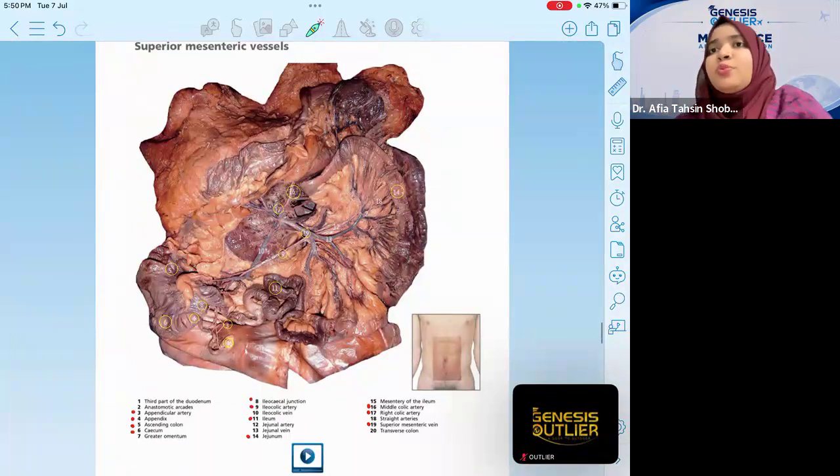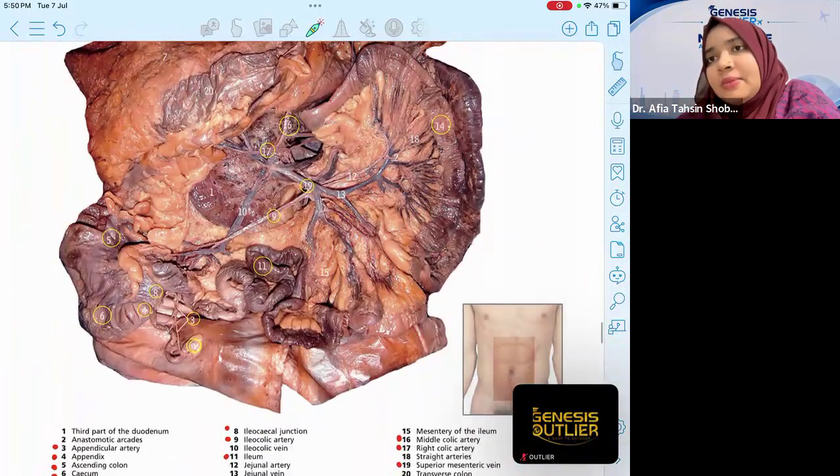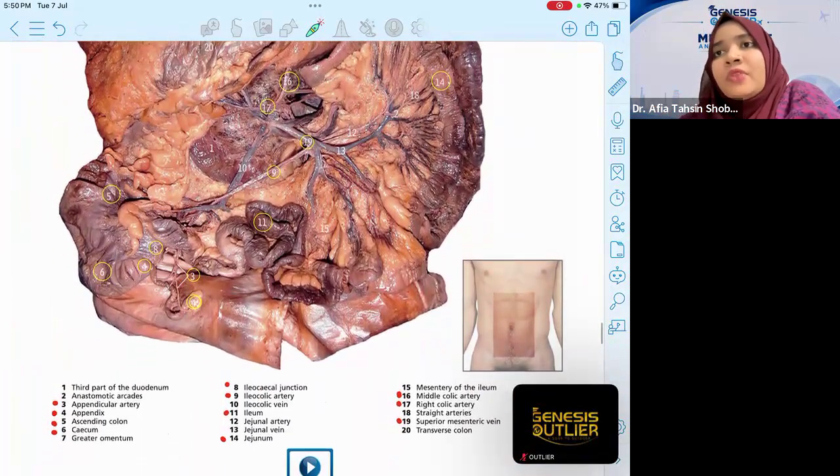Now come to these superior mesenteric vessels. In case of this image, you just have to know 19. 19 is superior mesenteric vein. And in the superior mesenteric vein, you will get the branches. You just know the vein from here, the main vein, but we have to know the artery, superior mesenteric artery, and its branches from this cadaveric image.